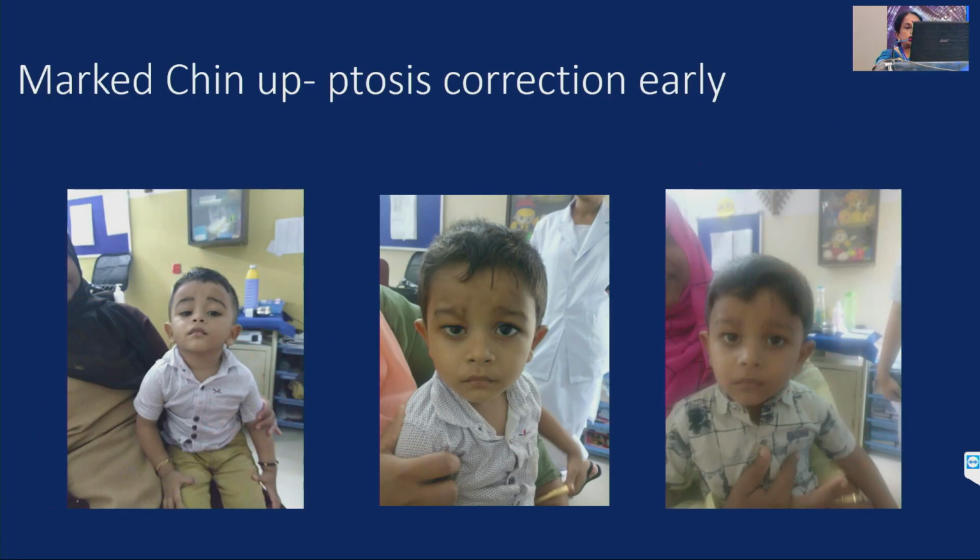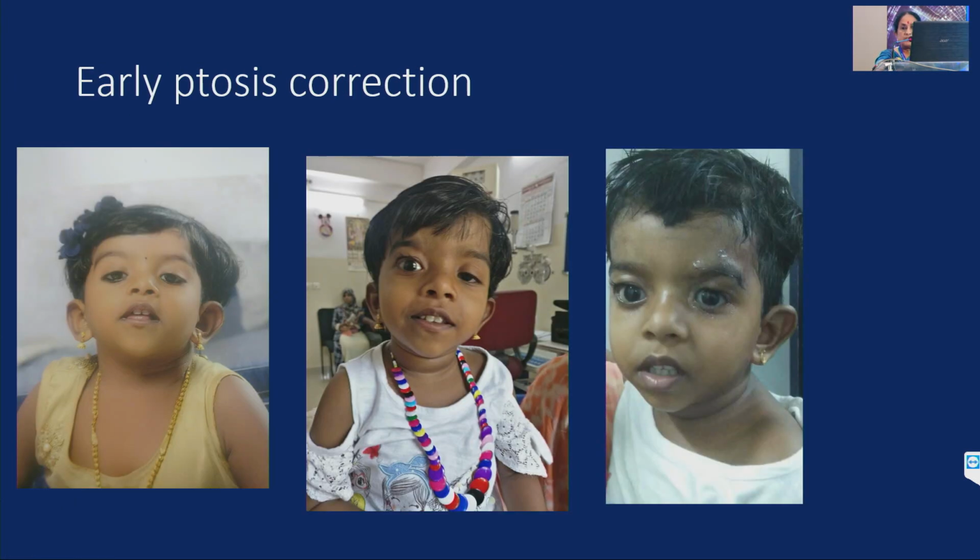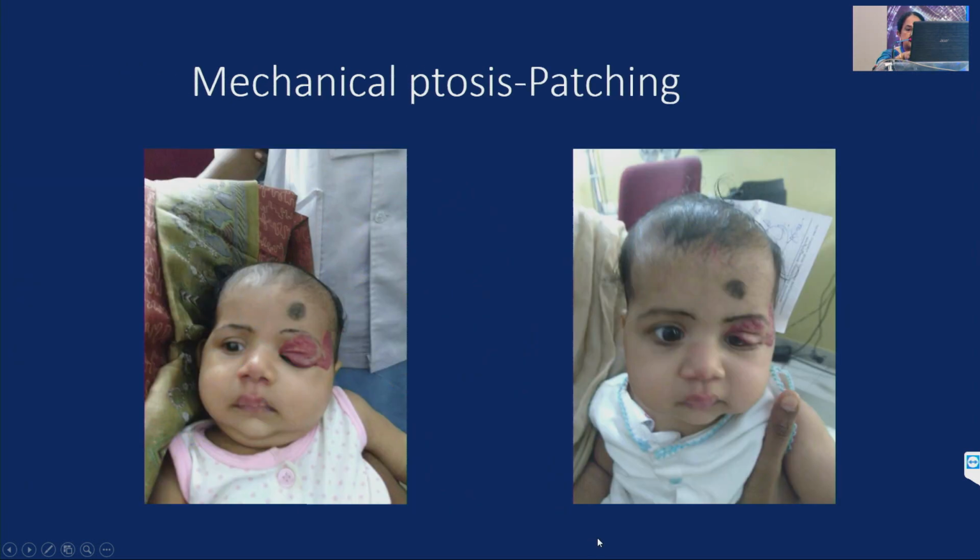And here there is a marked chin-up posture in this ptotic child, and after correction it is completely corrected. So early surgery is warranted in these cases, we cannot wait. Some of the cases, ptosis, if it is not severe and no head posture, you can wait. But this after surgery of one eye, she still has a chin up and face turn. So after both eyes, she is okay.